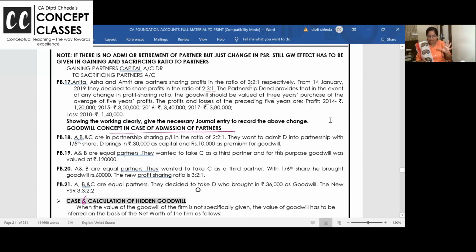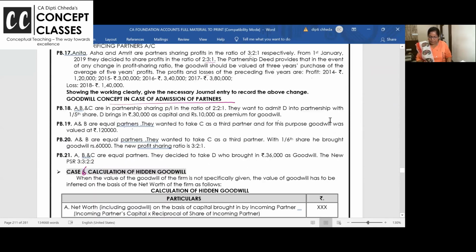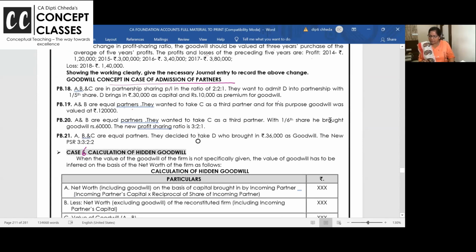So we have finished 5 cases of goodwill. Now if there is admission of a partner, how are you going to do the goodwill? So these are small examples. We can just write the journal entries and the ratios and all. We will only write journal entries for goodwill. Let's start with the 18th sum.